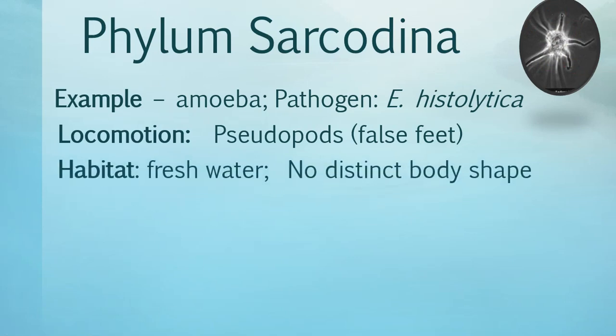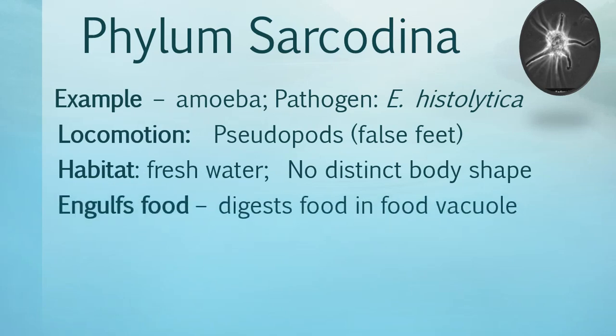They live in fresh water. They don't have a distinct body shape because essentially they're always changing. They do also live in other places. For instance, the pathogenic ones will live in our gut or in our lungs and various places when they cause disease. The way they eat and the stuff they eat is they engulf their food. So they digest food within a food vacuole. They will move their pseudopods around a food source, typically something smaller, obviously, than they are. And as it engulfs it, it'll enclose it within its cell and then digest whatever's in there. So things like yeasts and bacteria are the things that the amoeba will eat.